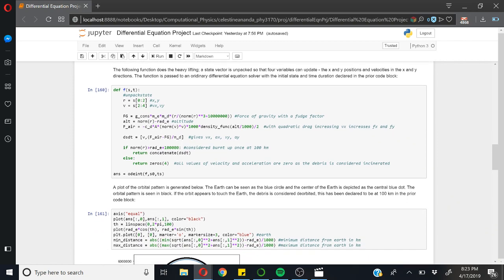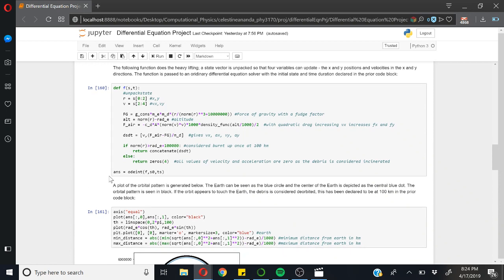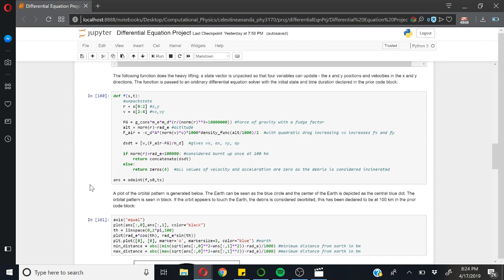Okay, so for our function, we're going to be returning our changing state vector if we're still considered in orbit, which we're considering 100 kilometers above. If we're below 100 kilometers, we're then returning zeros because we are considering that the debris is incinerated, which is a rough estimate. It's not terrible. Okay, so we run an ordinary differential equation solver, odeint, with our function, the state, and our time array, which we talked about prior.